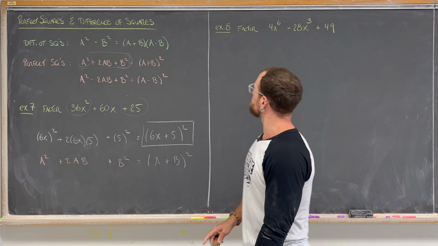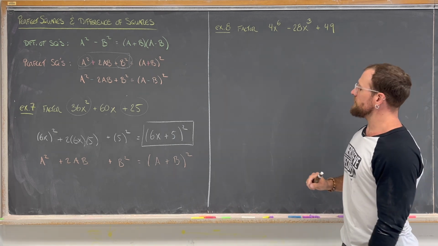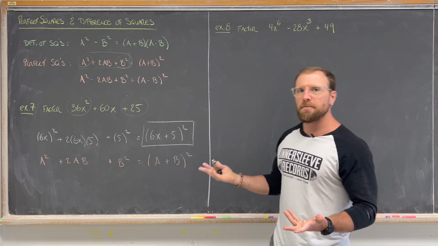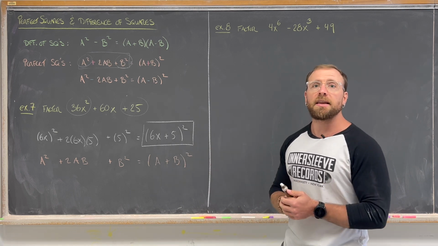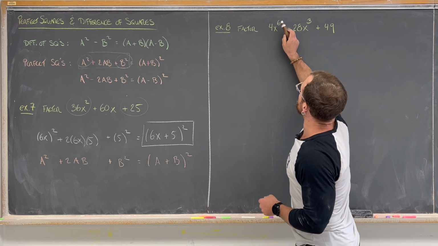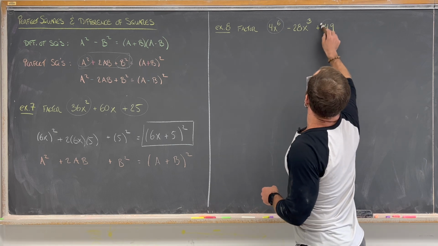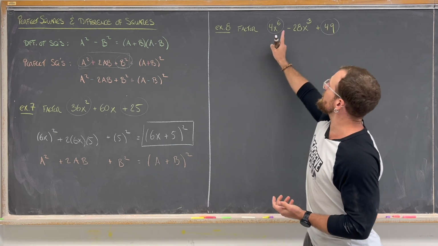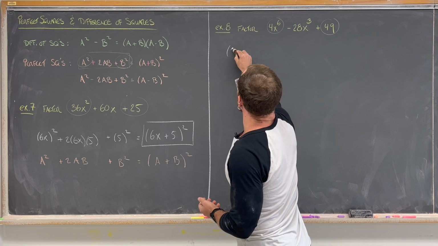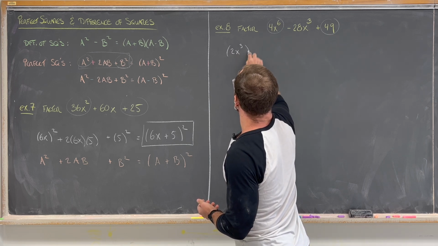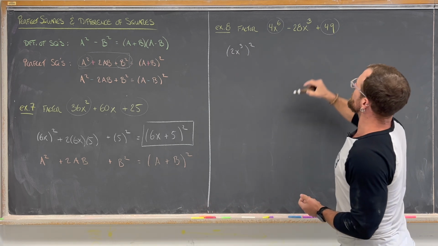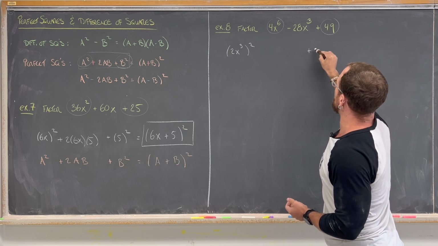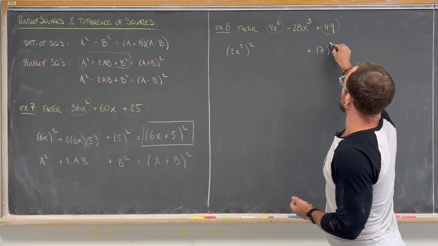Okay? Now what about this one? Again, this might seem hard to think of, but my attention is on this first and last term, and I notice that's a perfect square. That happens to be 2x cubed squared. And this last term at the end, the plus 49, happens to be a 7 squared.